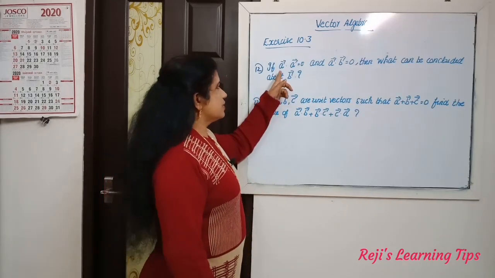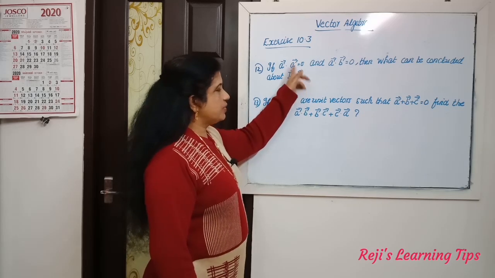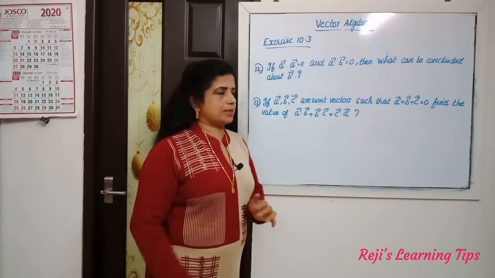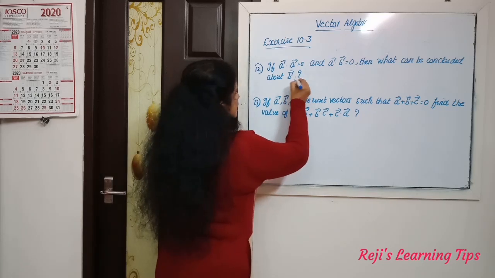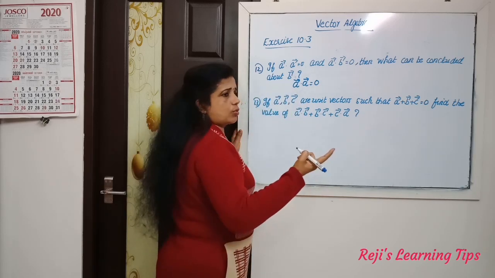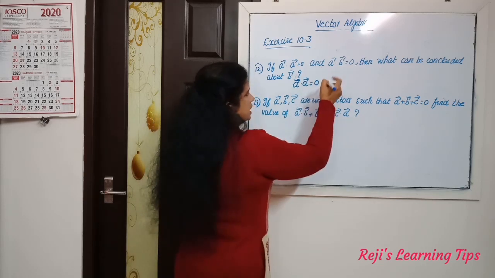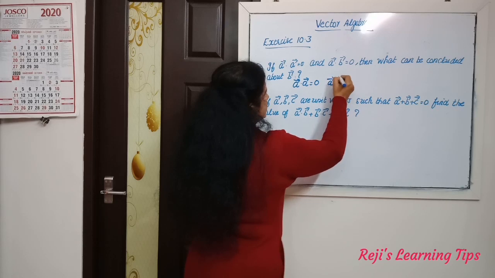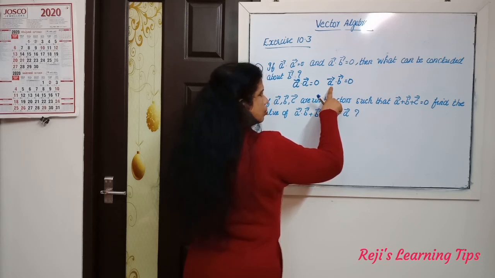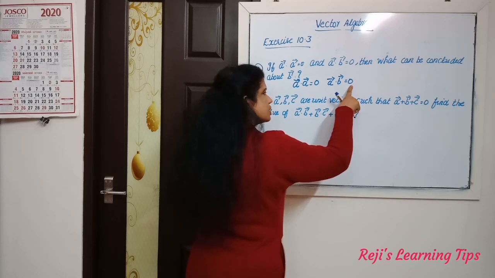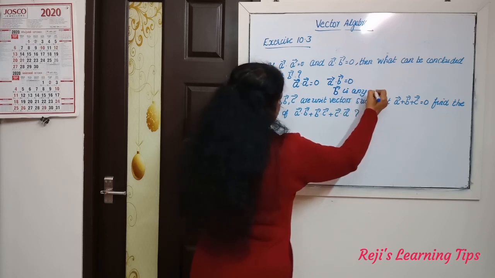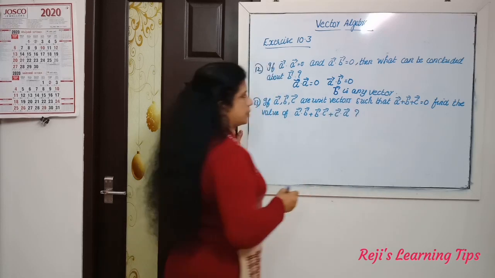Then 12th question. If A dot A is equal to 0 and A dot B is equal to 0, then what can be concluded about vector B? We know that A dot A is equal to 0 means definitely vector A is 0. From the first one, we already know that vector A is 0. So 0 dot B is also 0. So B is any vector, not necessary to be 0. Understood?